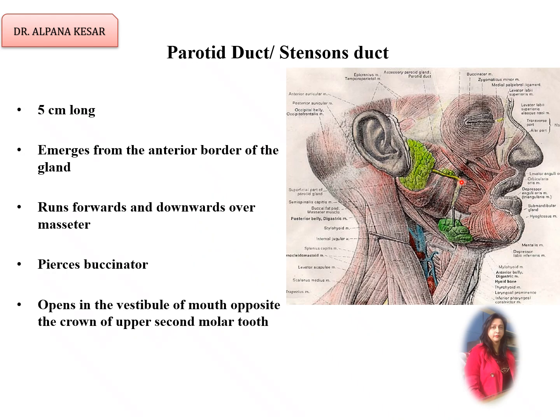This is the parotid duct, which is also known as the Stenson's duct. It is 5 centimeters long, emerges from the anterior border of the parotid gland, runs over the masseter muscle, pierces the buccinator muscle to open in the vestibule of the mouth opposite the crown of the upper second molar tooth.